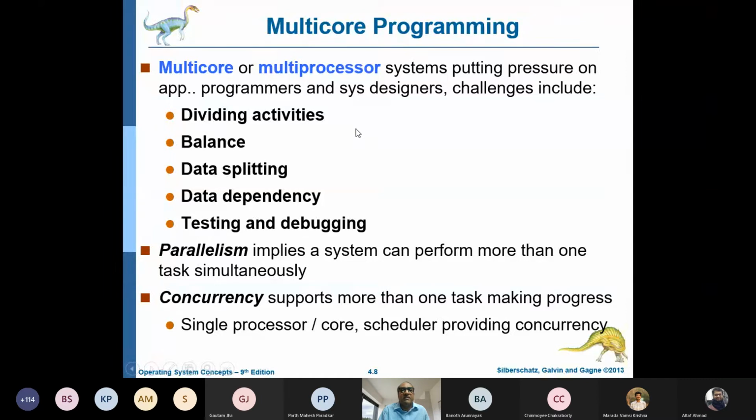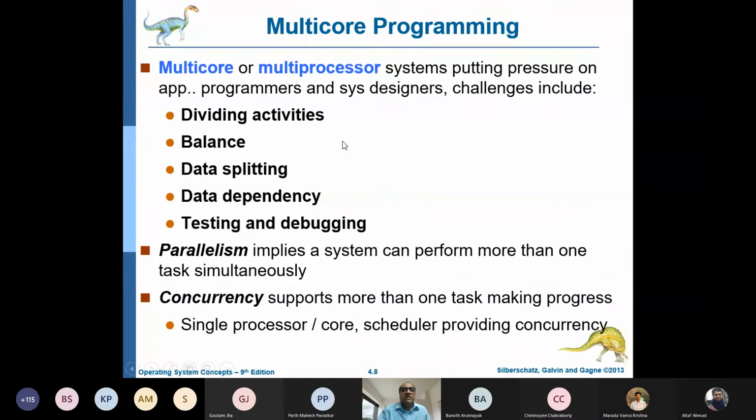The first one is dividing the activities. Suppose we have an application program and want to design it as a multi-threaded program. Then the application programmer has to identify the multiple tasks or subtasks involved in the overall program. He has to identify activities that are independent of each other, so that he can provide separate threads for each of these sequences of instructions and run them parallelly. So identifying the independent activities within a process has to be carried out first.